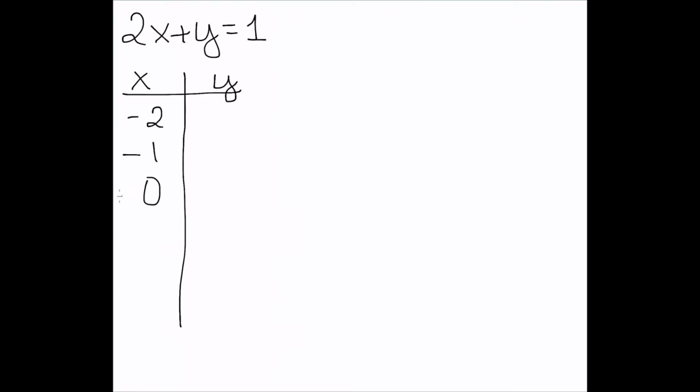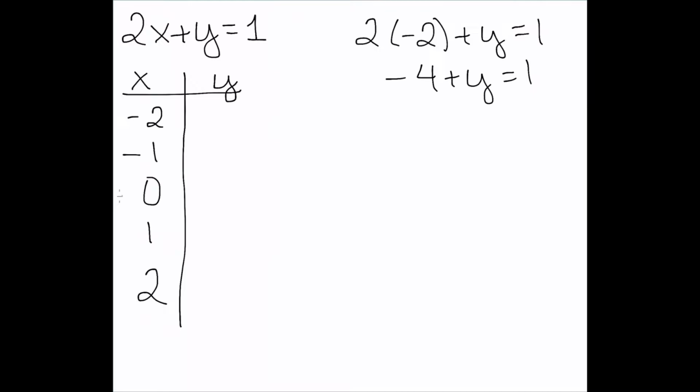Let's consider this equation, 2x plus y equal to 1. The point plotting method starts with just setting up a table and sticking in a few values for x or for y, and then figuring out what the other variable needs to be. So, my first example, 2 times negative 2 plus y equal to 1. So I would have negative 4 plus y equal to 1. Adding 4 to both sides gives me that y would be 5.